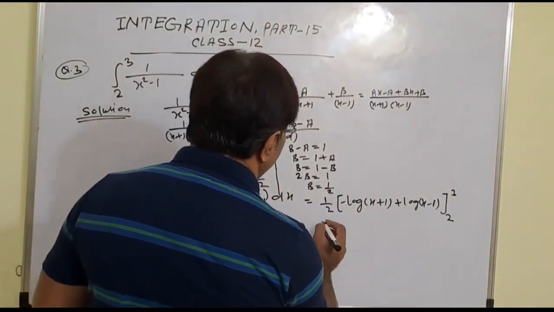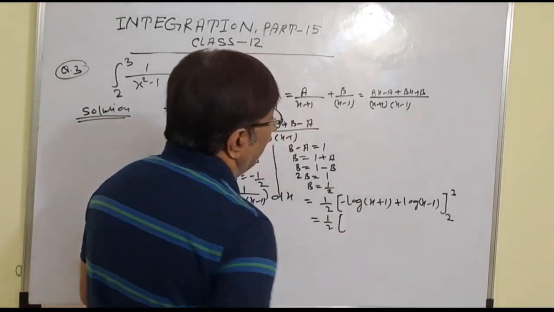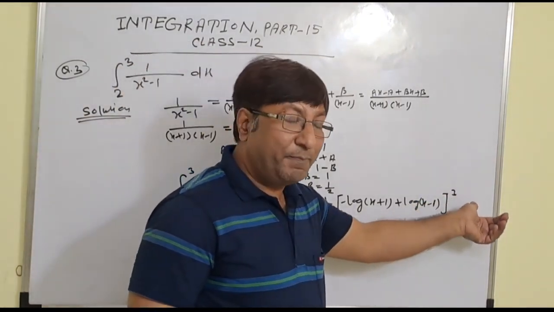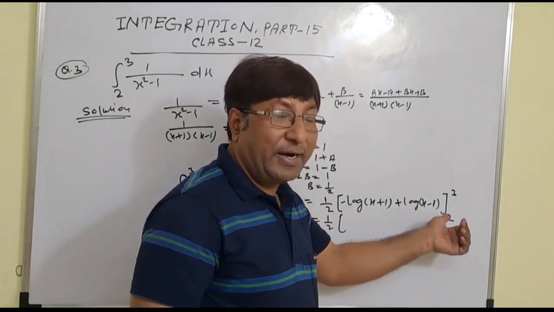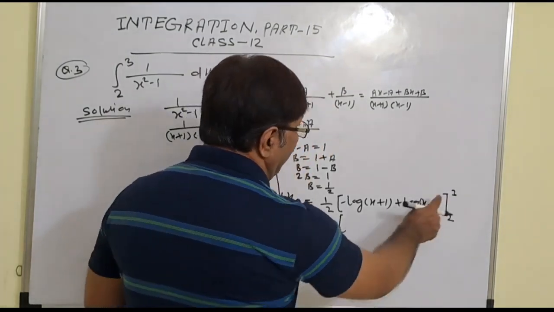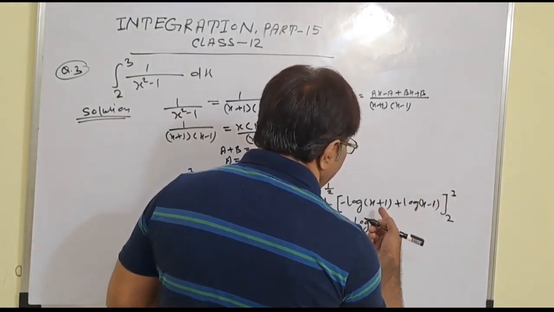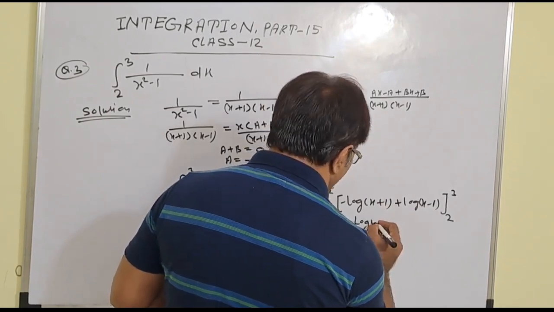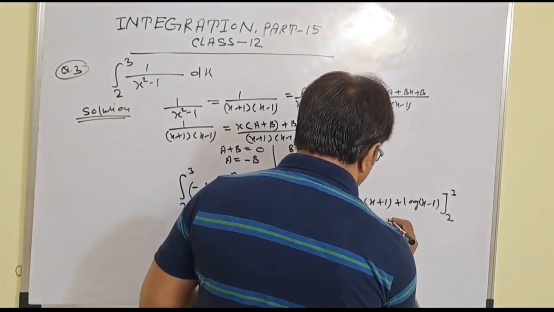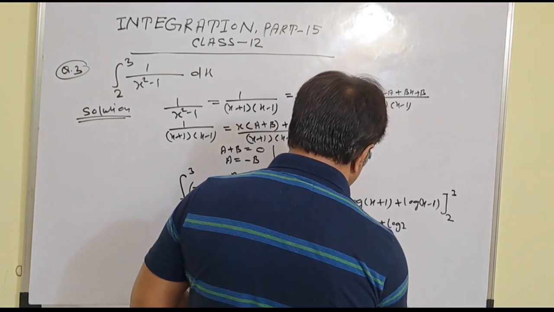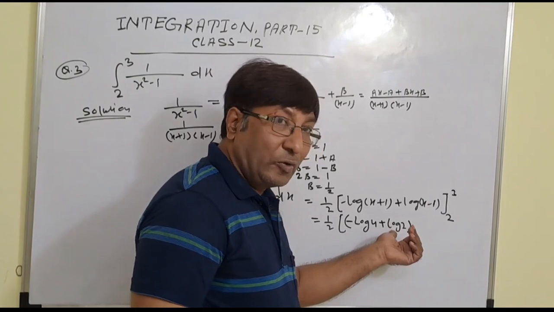Now the next step is, see, here this is half. Now put the value of the upper limit at the place of x, and minus again put the value of the lower limit 2 at the place of x. So when we are putting 3 first, we are getting minus log (3 plus 1), which is minus log 4, and here plus log 2.